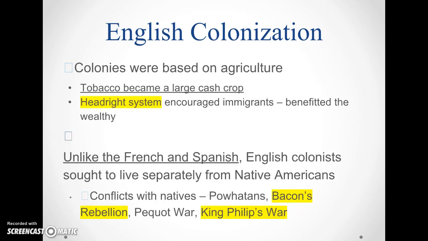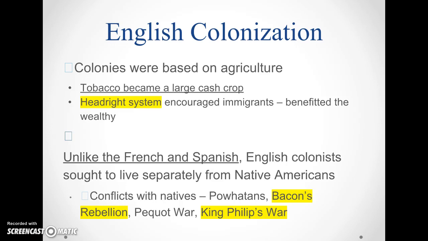A lot of the colonies are based on agriculture. Obviously, they need to figure out how to survive, so they grow their own food. Anytime we say something is a cash crop, that's how they're making their money. Tobacco is going to rise during the early stages of English colonization. If we're talking about populating these colonies and also creating a system of privilege and a system of wealth, that's where the headright system comes into play. I'm going to talk about that a little bit more later. Now, there are going to be instances of conflict between the English and Native Americans.